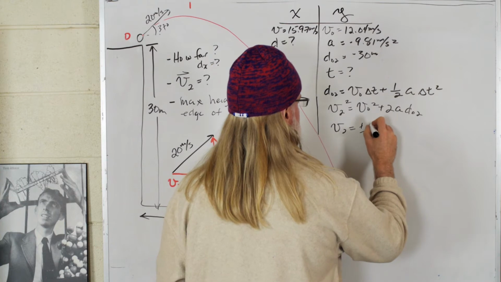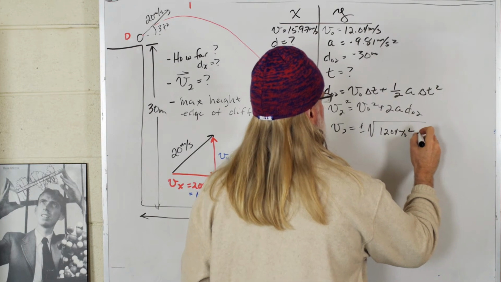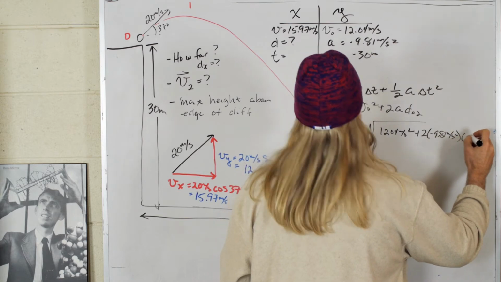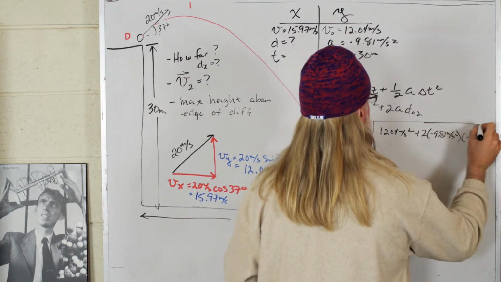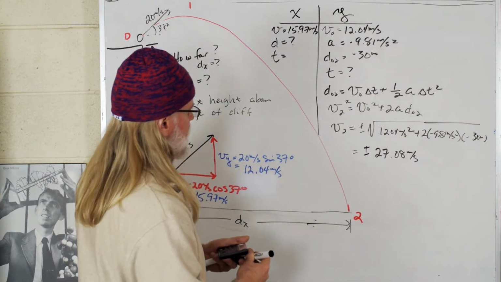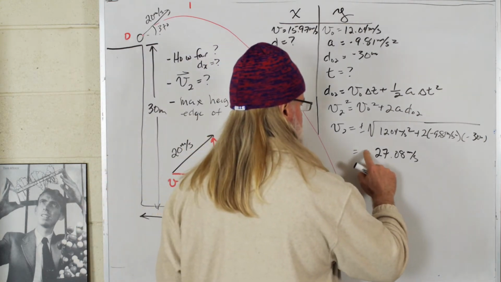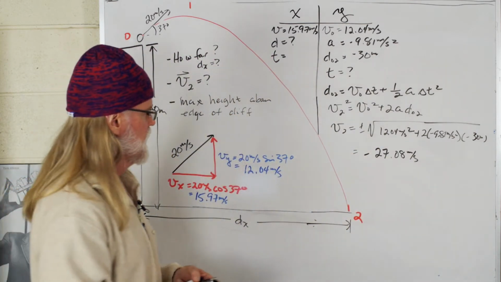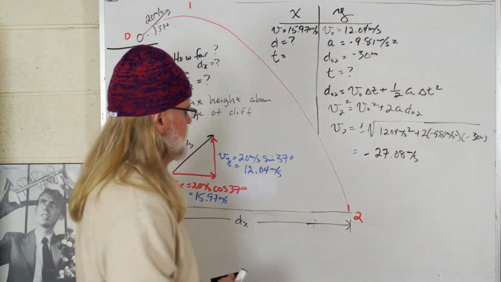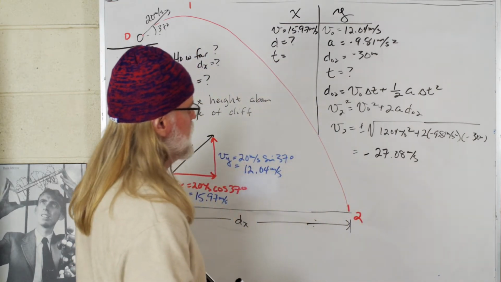V2 equals plus or minus the square root of (12.04 meters per second) squared plus 2 times negative 9.81 meters per second squared times negative 30 meters. All right, there we go. So that is the velocity we have. At this point, we know it's going to be a negative velocity, because it's going down. So we take the negative answer. We lose the direction in the math, and we have to look at the physical situation to figure out what direction it is. Minus 27 meters per second. All right, so that's V2.